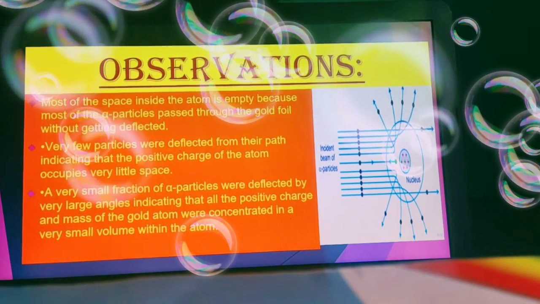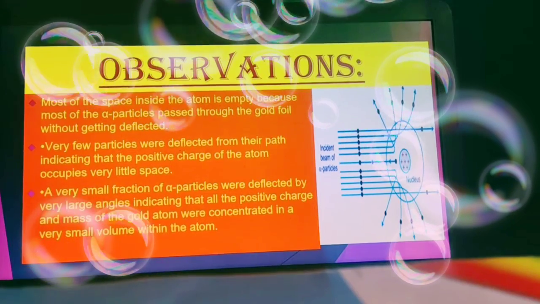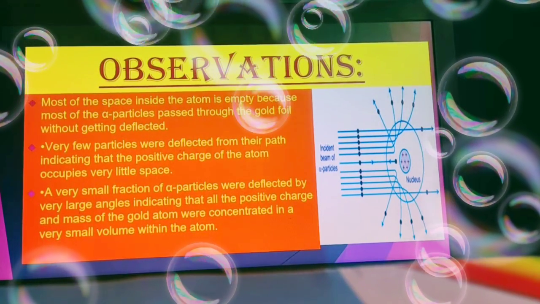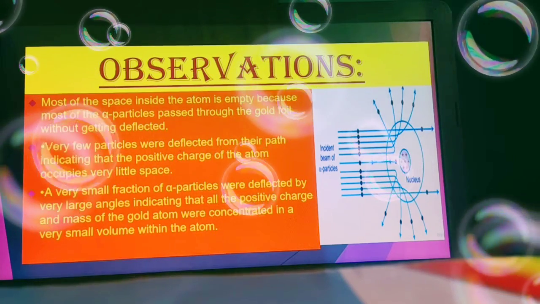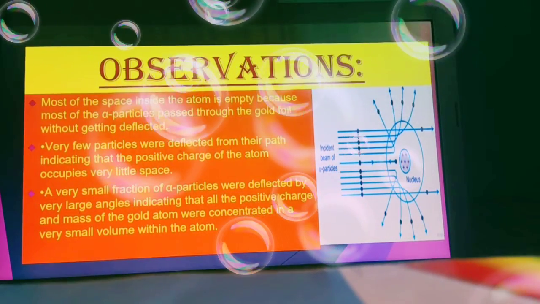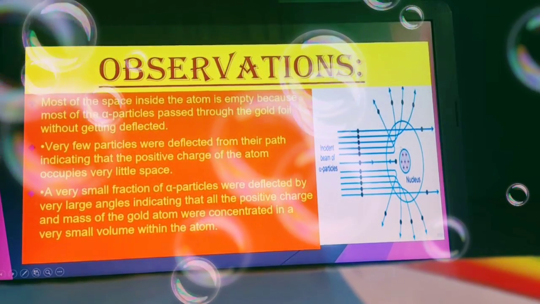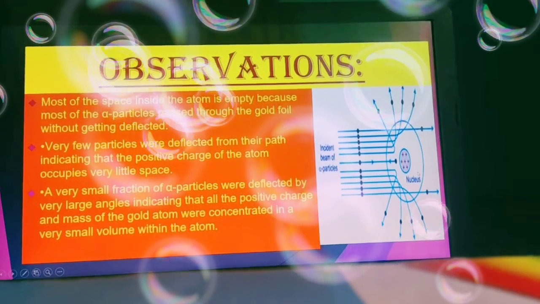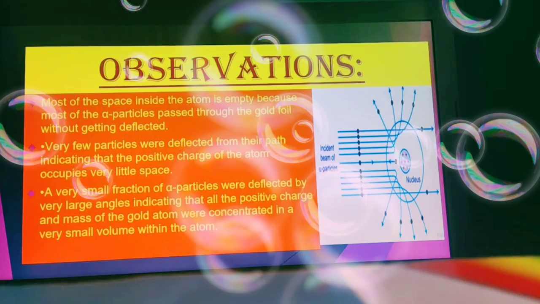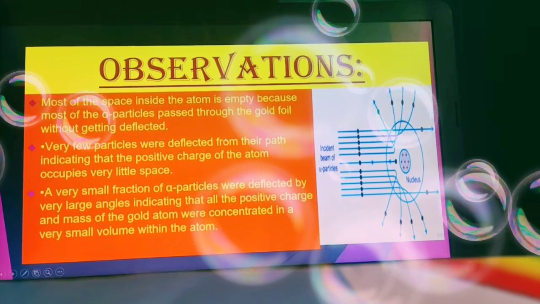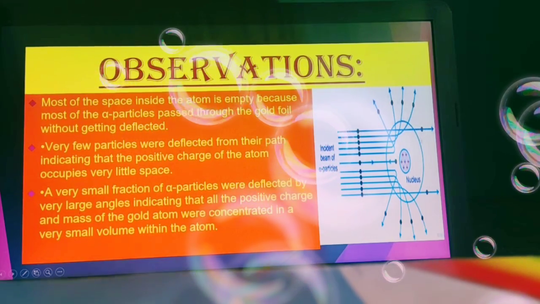Then next one is the observations. Some observations are there. Look at the figure. Most of the alpha particles passed through the gold foil without getting deflected. So that means most of the space inside the atom is empty.